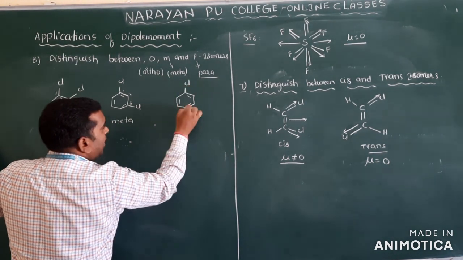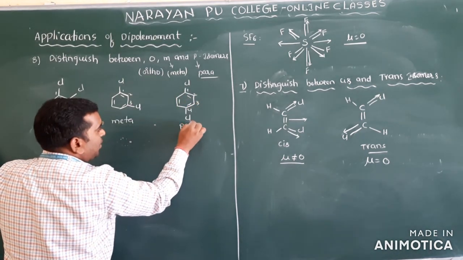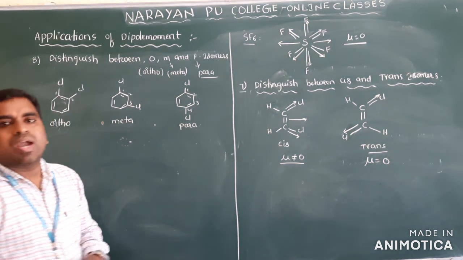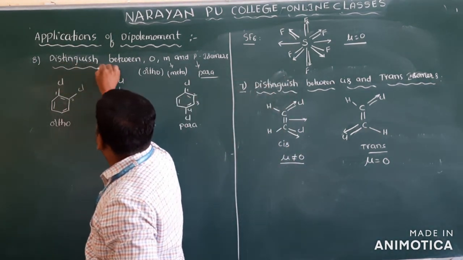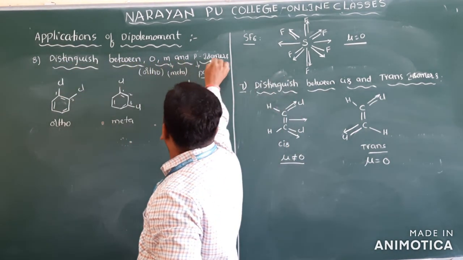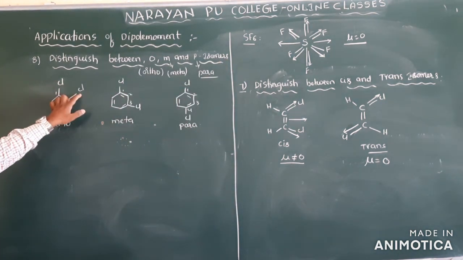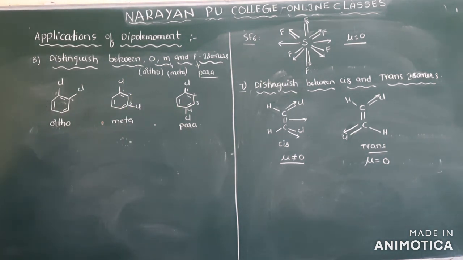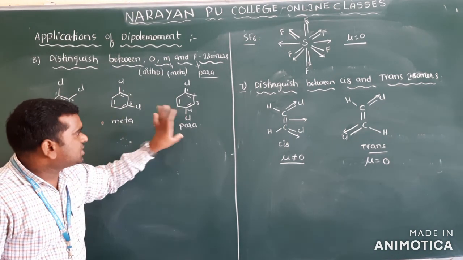This is the chlorine and this is the chlorine. The 1 and 4th positions, that we will call para. Clear? So for this you have to identify which one has the highest dipole moment. For this type of molecules, on the benzene the same substituents are there, chlorine and chlorine. So if you see this one, what happened to the dipole moment? Dipole moment is 0, then the molecule is a para molecule.